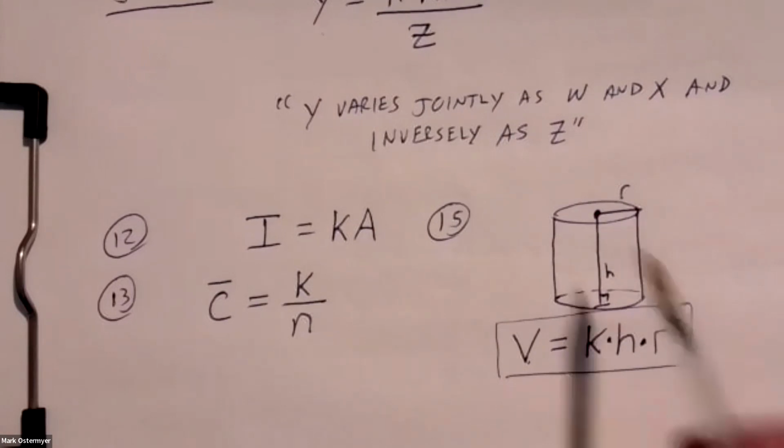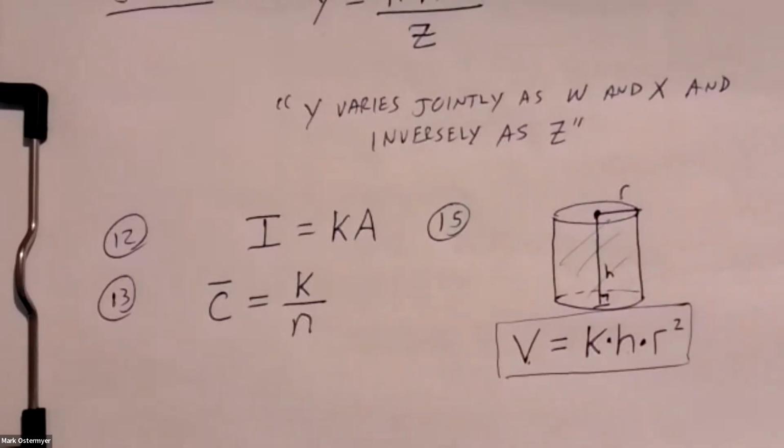Any questions about that? All right. Another one like number 15. I had a question. What's that? I had a question. Go ahead. In the joint equation you gave us, it was y equals kwx over z. Why is it not over anything?